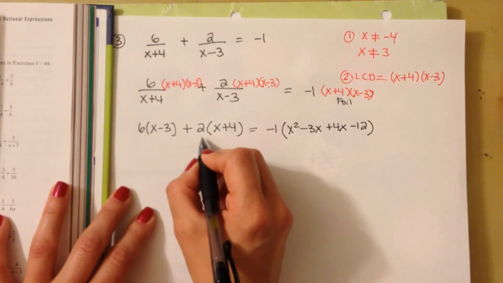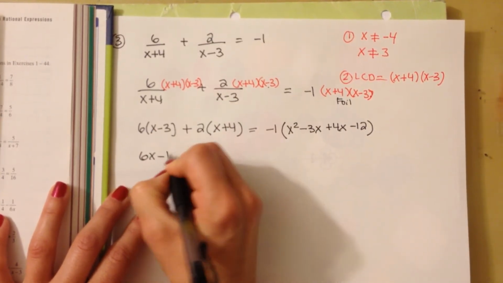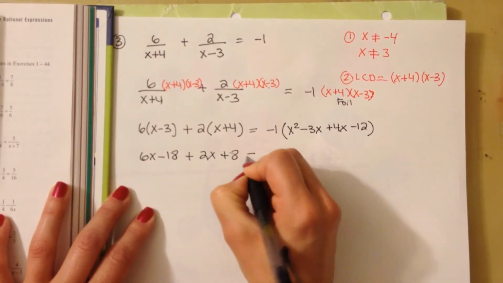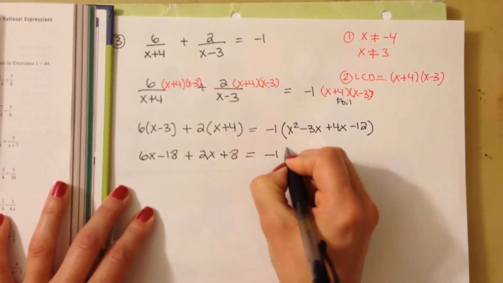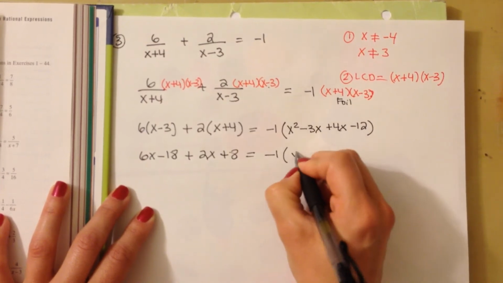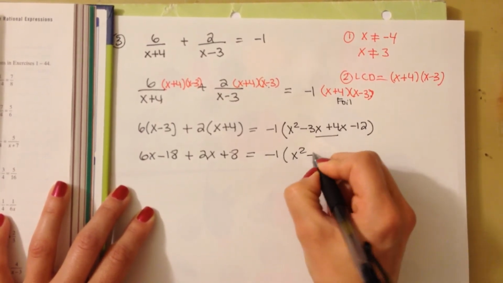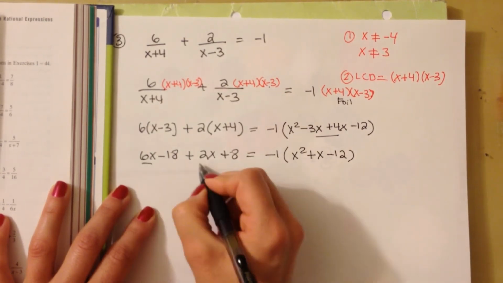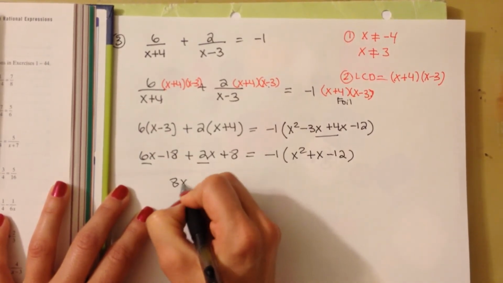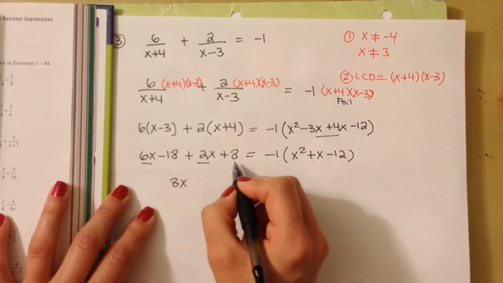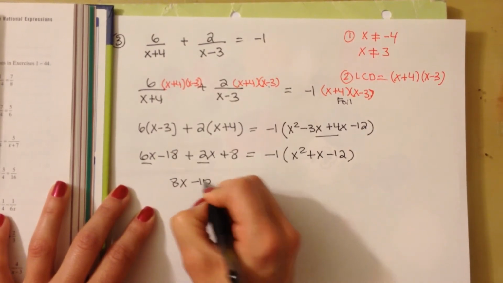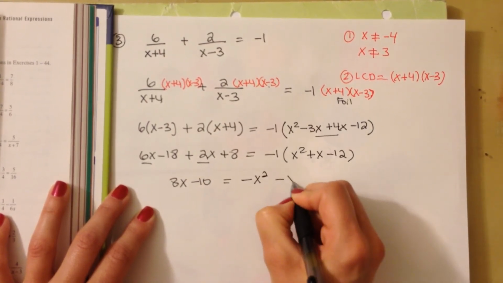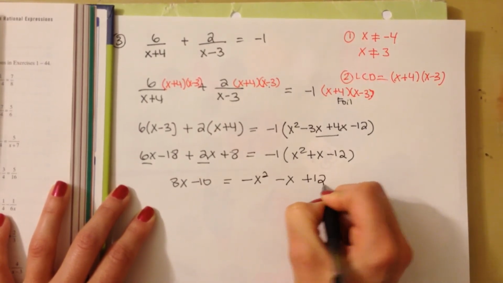Distribute 6, distribute 2. 6x minus 18 plus 2x plus 8 is equal to negative 1. I want to combine my like terms. X squared plus x minus 12. Combine here. That gives me 8x. Negative 18 plus 8, that's a minus 10. Distribute negative: negative x squared, negative x plus 12.